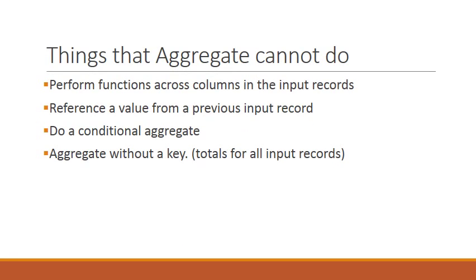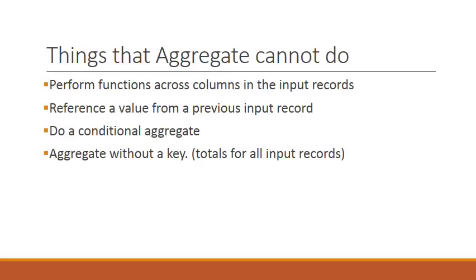The CloverETL aggregate component is a nice component, very powerful but simple. It allows you to get sum, average, max, and min for a particular column in your input. However, it's limited. It cannot perform functions across columns. Now, in our example, we want to get the total for each purchase order. The total requires us to take the quantity times the price for each input record. The aggregate component cannot do that.